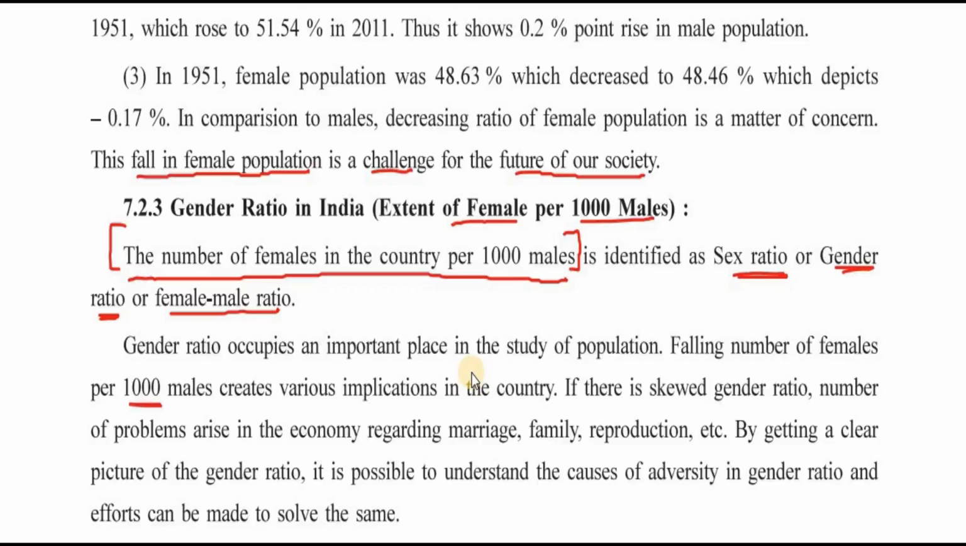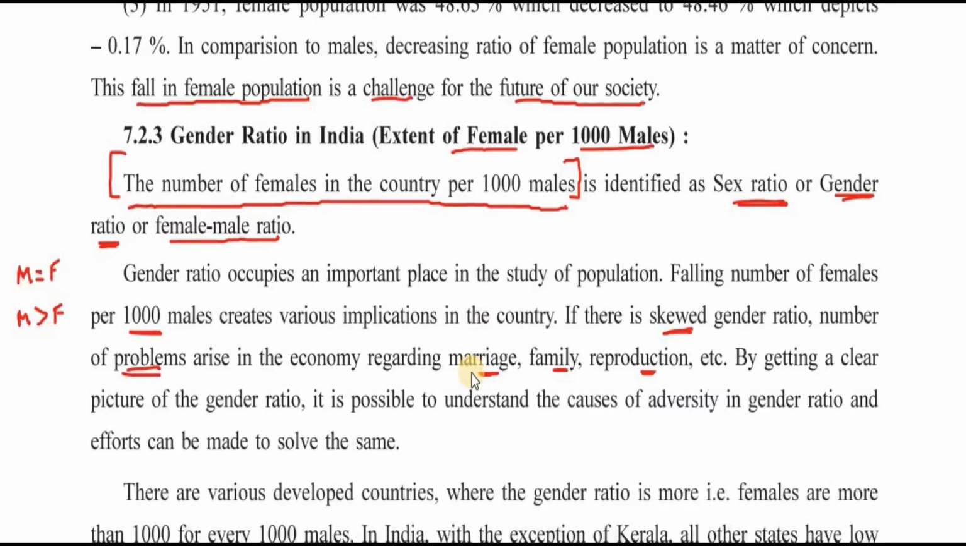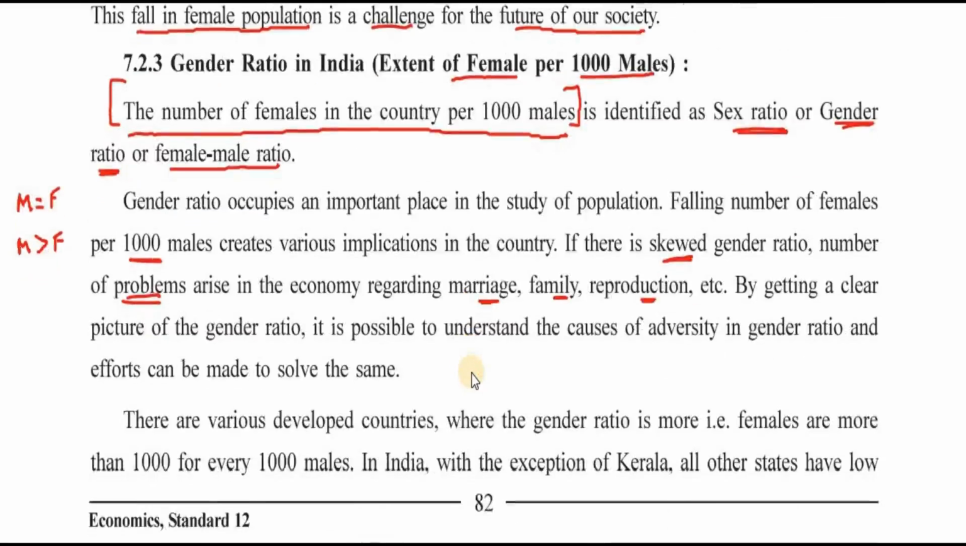See, gender ratio occupies a very important place in study of population, because per 1000 males, if there are lesser females, it shows that it's skewed. Normally it should be equal, right? But if it is more towards males, there are less females and there will be problems. What problems? Regarding marriage, family, reproduction, etc. So basically, if we get a better idea about the gender ratio, it is possible to understand the causes of these differences, and steps also can be taken. Efforts can be made to solve the same.